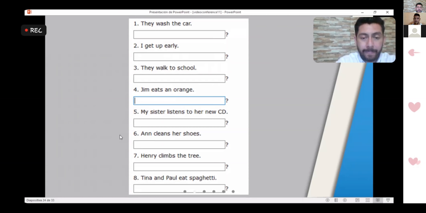Okay. Entonces, where? Porque miren, la respuesta es un tree. Un tree que es una cosa, ¿verdad? Entonces sería, what does Henry climb? Climb, very good. What does Henry climb? Climb. Very good.